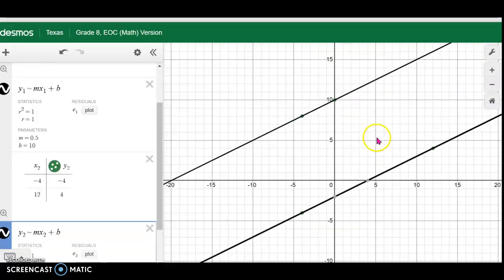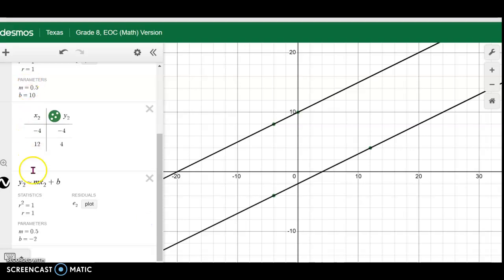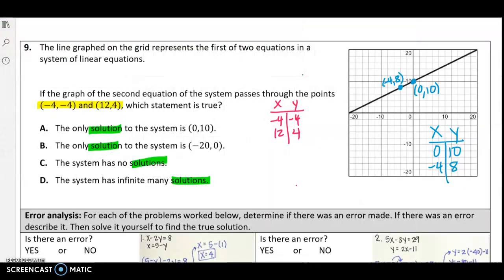Now I can see my lines. I'm going to zoom out a little bit more, and I can see they are parallel. And you can also tell because their m's are the same, their slopes are exactly the same, which means that they are parallel lines and they never intersect. Therefore, they have no solution.